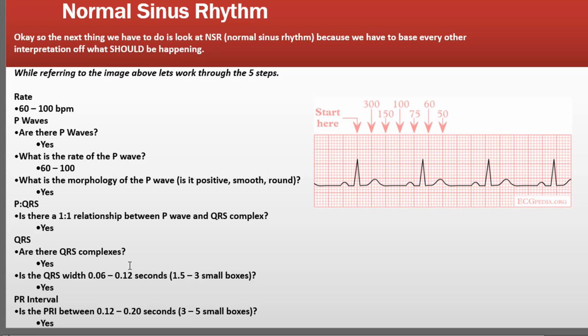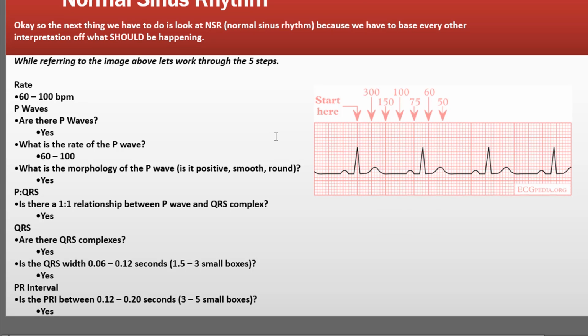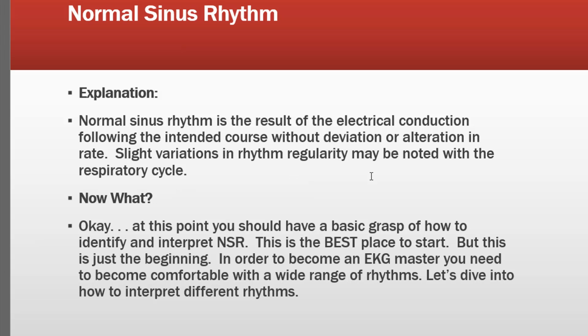So that would be a normal sinus rhythm. That's what should happen. Normal sinus rhythm is a result of the electrical conduction following the normal path without deviation. So now we have the normal sinus rhythm. That's a great place to start.